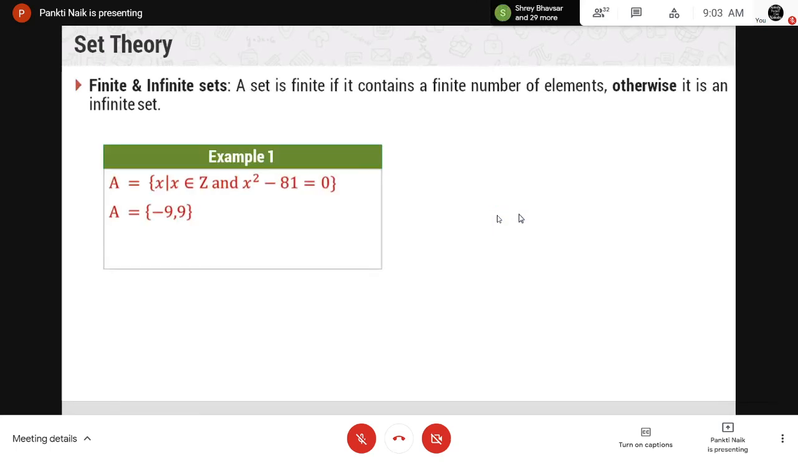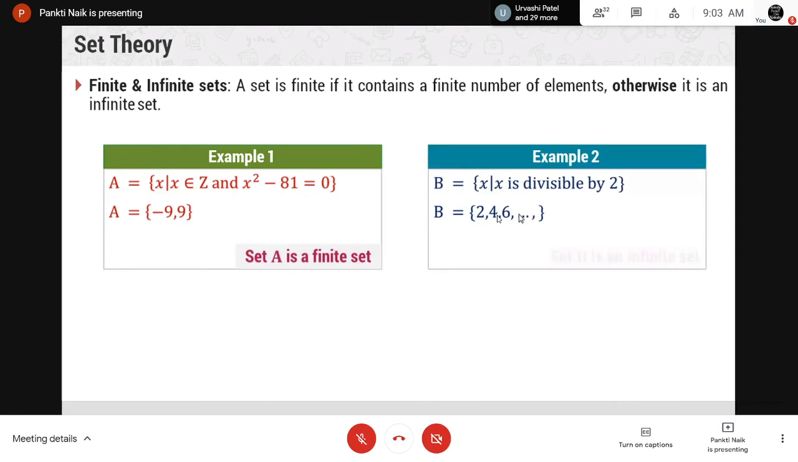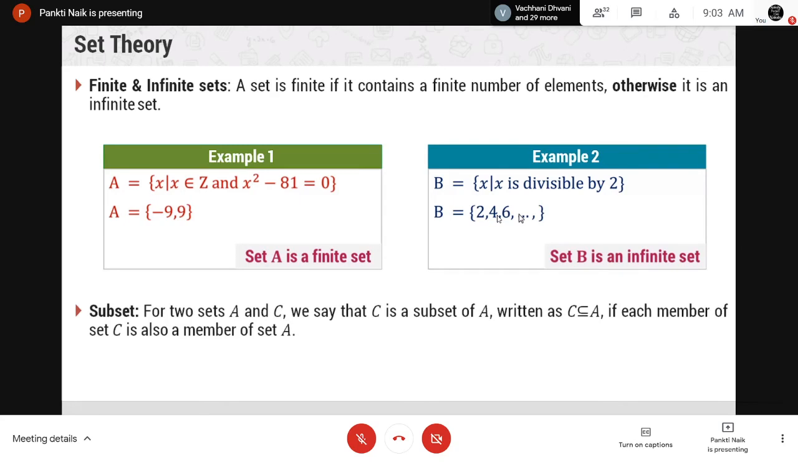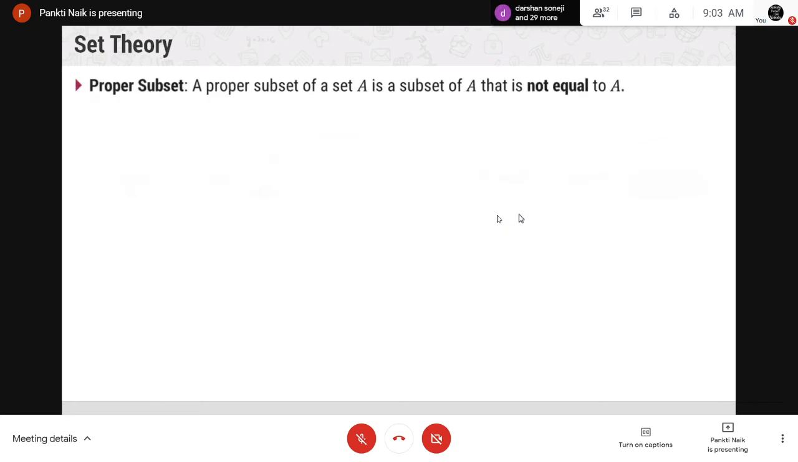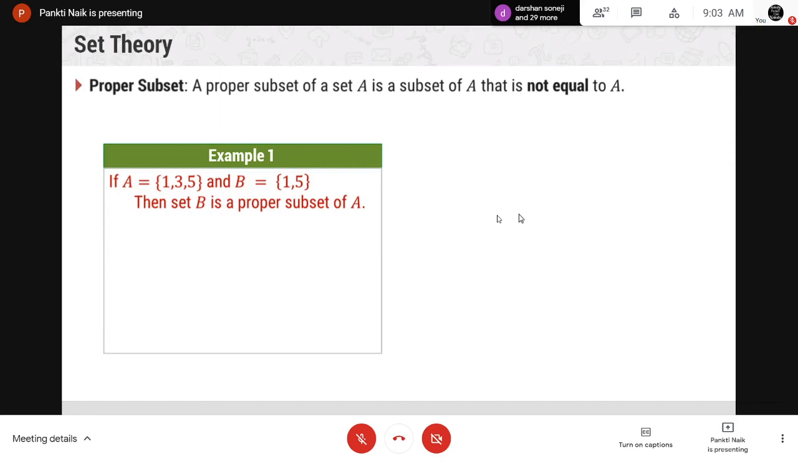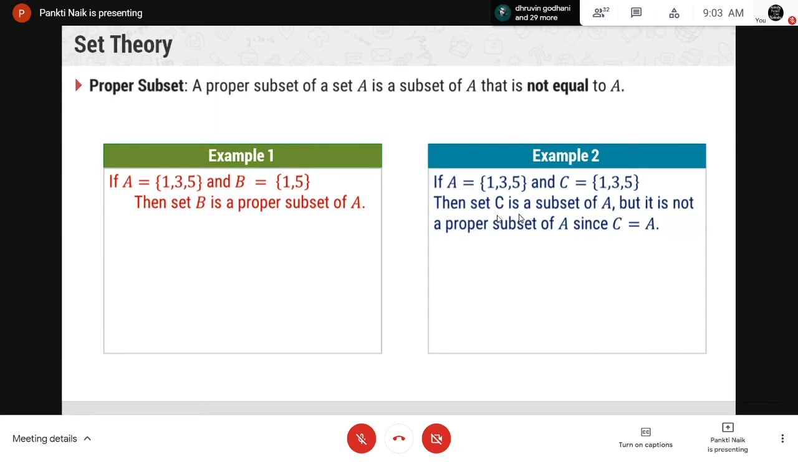Now next is finite set and infinite set, right? If a fixed number of elements are there, it is known as finite set. Otherwise, it is infinite set, right? Then subset: for two sets A and C, we say C is a subset of A if all the members of C are also members of A, right? Then proper subset. For subset and proper subset, we saw these two examples, right?